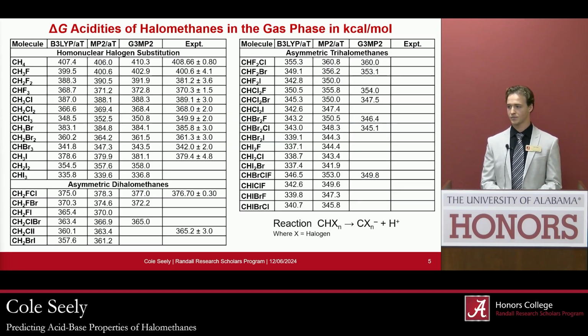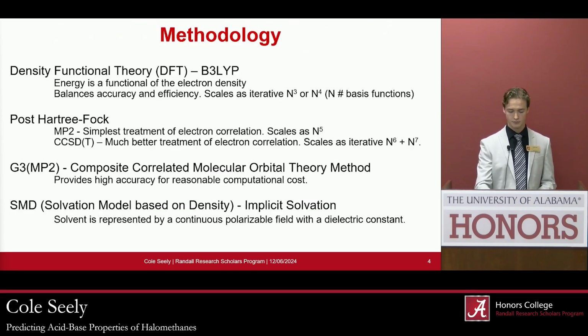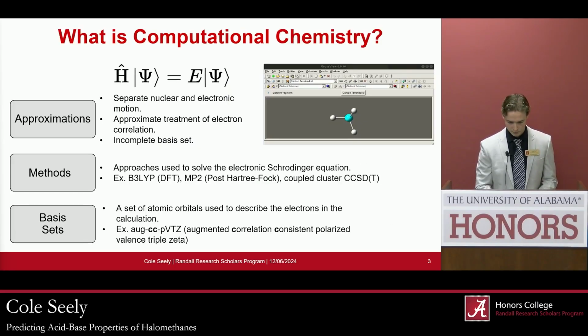Can you explain each of the parts of the basis set example you gave on, I think it was slide 3? Like, what do they mean? So this basis set example, aug-cc-pVTZ, stands for Augmented Correlation Consistent Polarized Valence Triple Zeta.